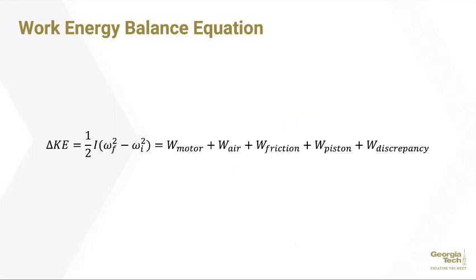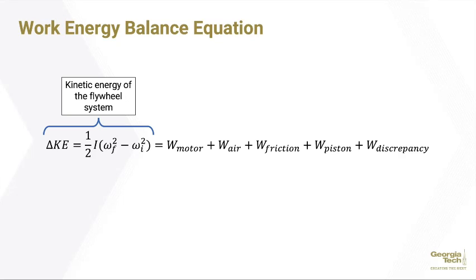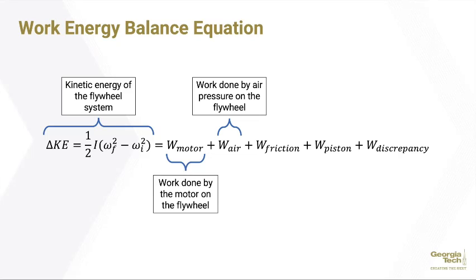The purpose of our experiment is to model our engine system through the shown work energy balance equation. The first term in this equation represents the change in kinetic energy of our flywheel, the disk that our engine is designed to spin. It is calculated from the moment of inertia of our system and the change in angular velocity of the flywheel. The second term is the work done by the motor on the flywheel to get it to move. The third term is the work done by the compressing and expanding air on the piston and therefore the flywheel. The fourth term is the work done by friction throughout the system.